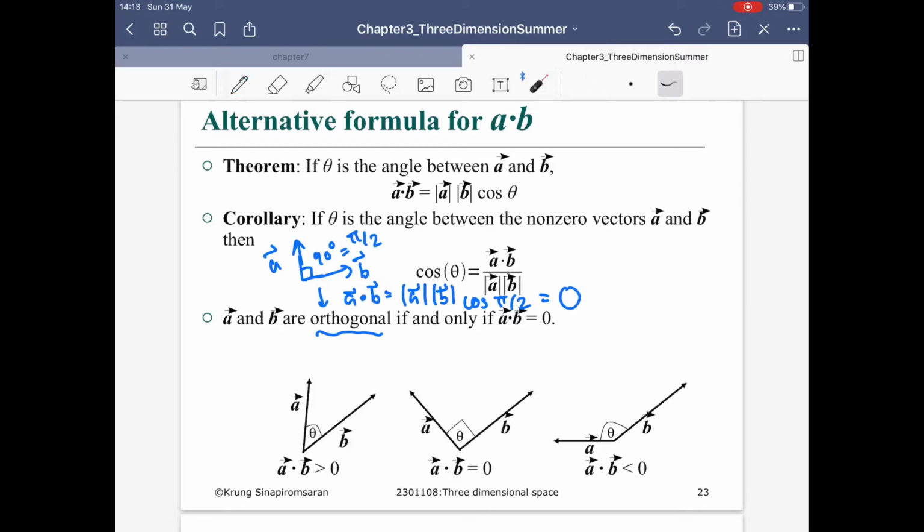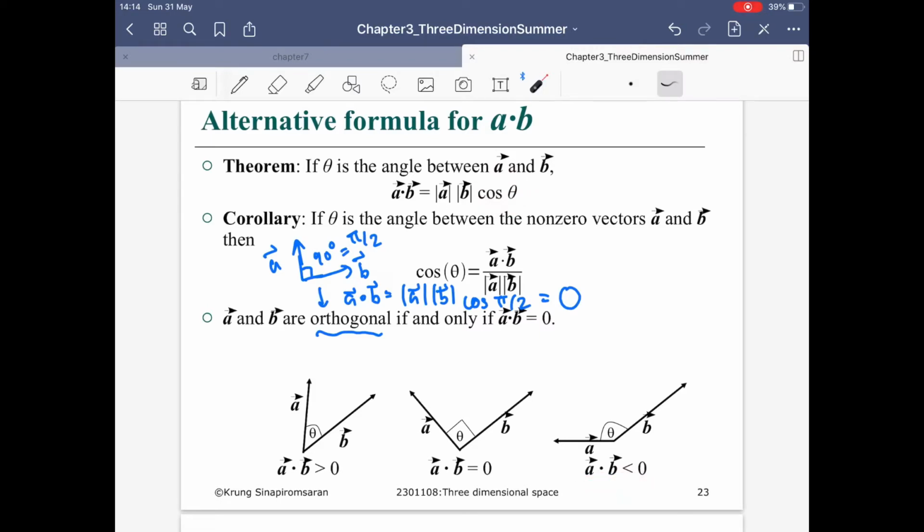If the angle is acute, less than 90 degrees, then A dot B is positive because the cosine is positive. If it is a right angle, A dot B is simply 0. And if the angle is greater than 90 degrees, then the cosine is negative, so A dot B becomes negative as well.